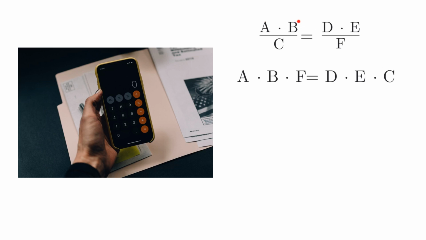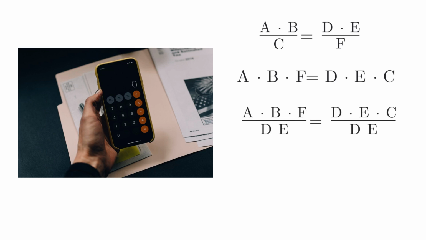So a times b times f gives us one side of the equation because we are cross multiplying. D times e times c gives us the other side, d times e times c. So now we've gotten rid of the fractions, which makes it a bit easier to work with.